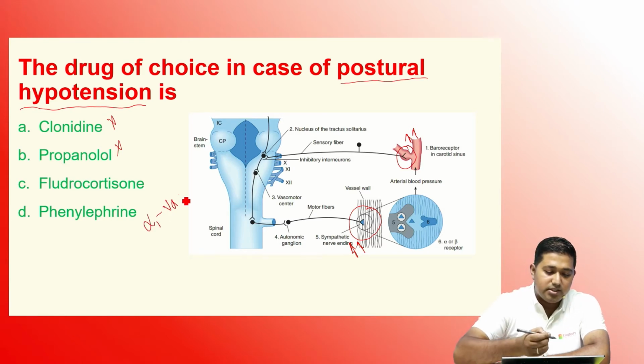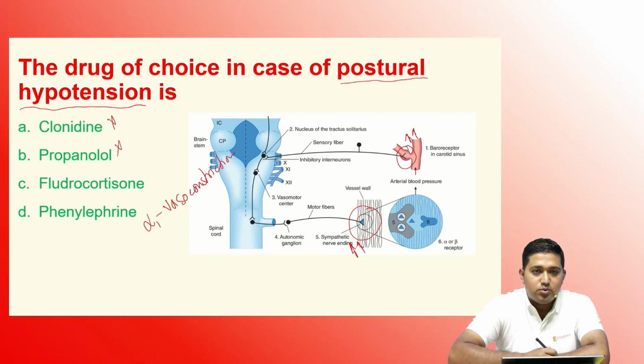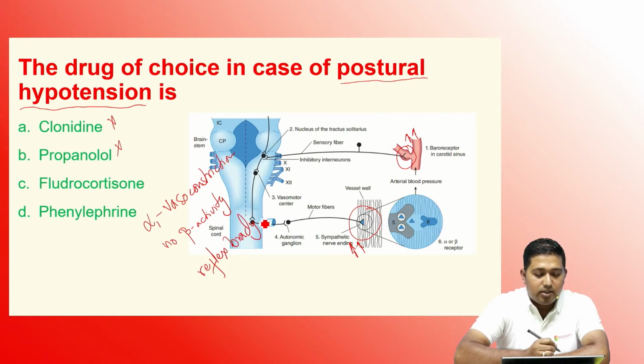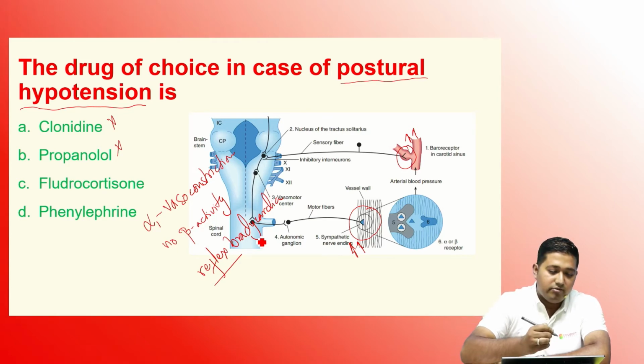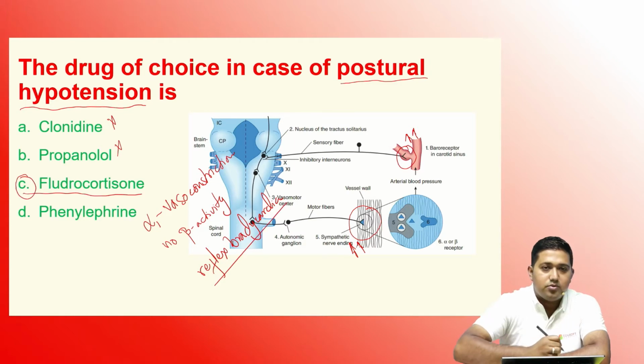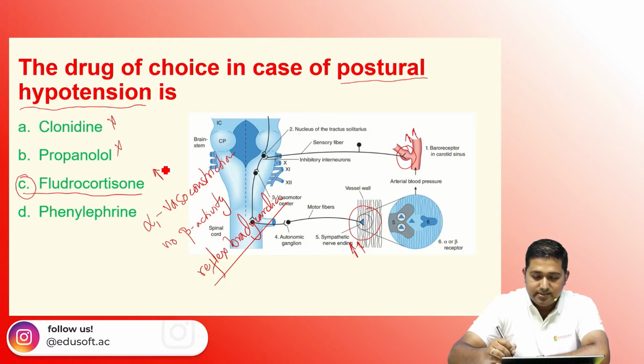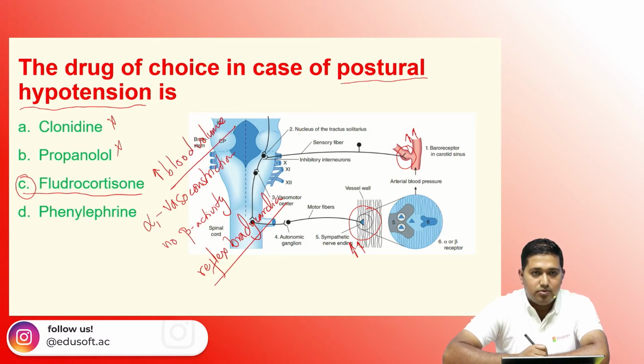But the main problem here is that it has no beta activity. So it is going to cause vasoconstriction and raise the blood pressure. Once the blood pressure is raised, it is going to cause reflex bradycardia. Another problem with phenylephrine is that at clinical doses, it has no significant blood pressure increasing effect. Because of this, we are left with the option fludrocortisone. Once there is an increase in blood volume, the problem of postural hypotension will decrease. So the answer here would be fludrocortisone.